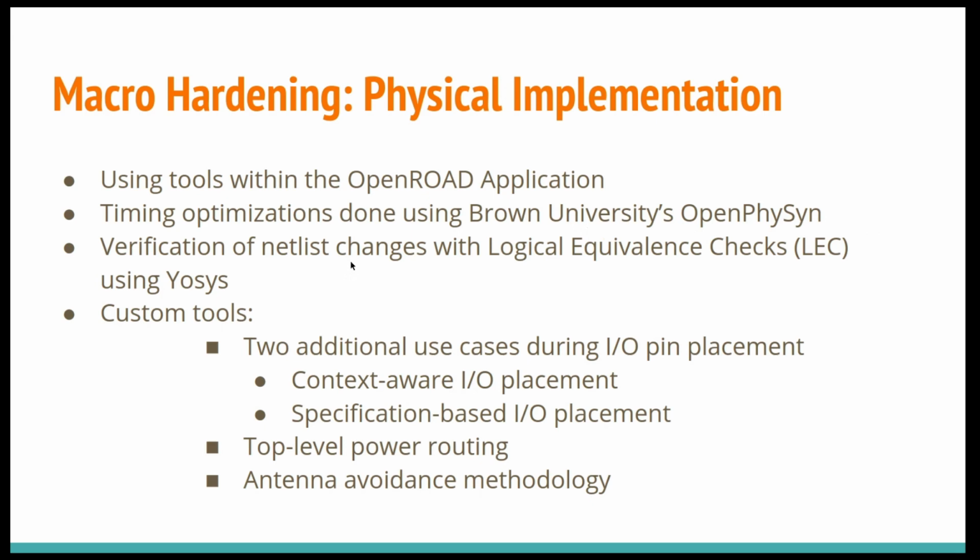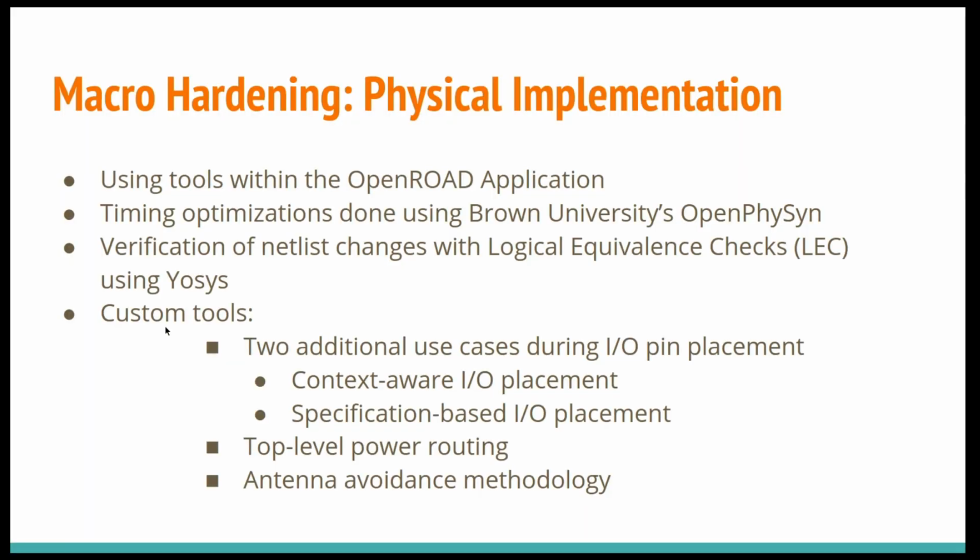So for example, every time clock tree synthesis happens or OpenROAD runs an optimization, the netlist changes, and so we run logic equivalence check to confirm that the current netlist is functionally equivalent to the previous one, tracing all the way back to the original synthesized netlist.